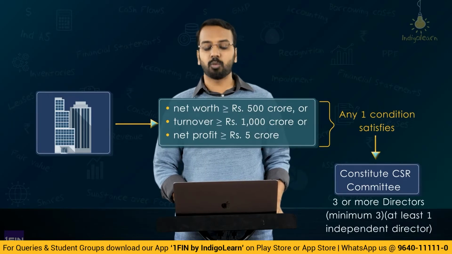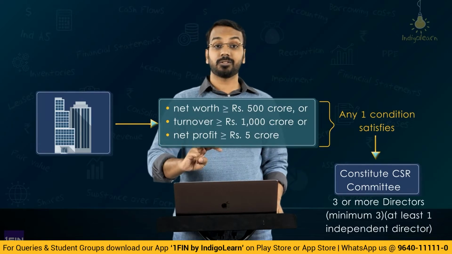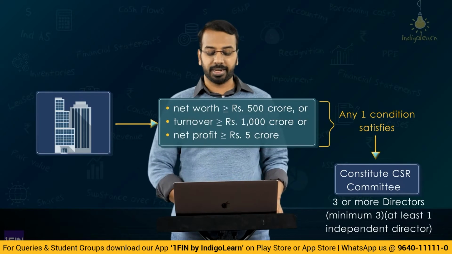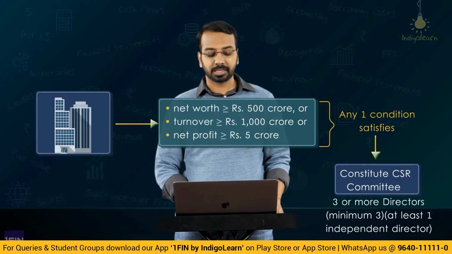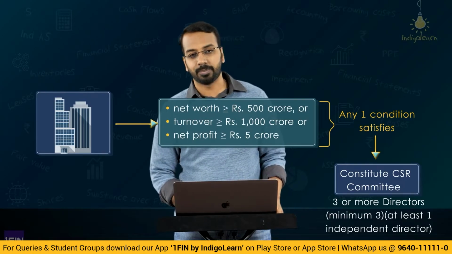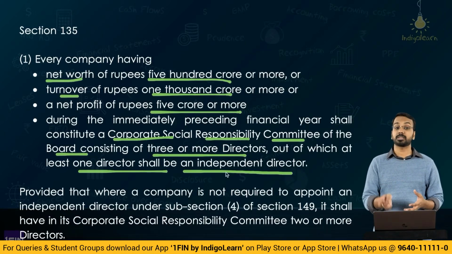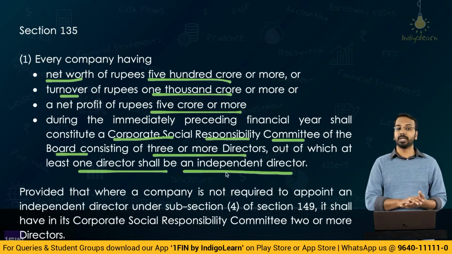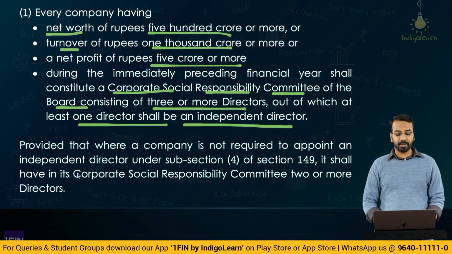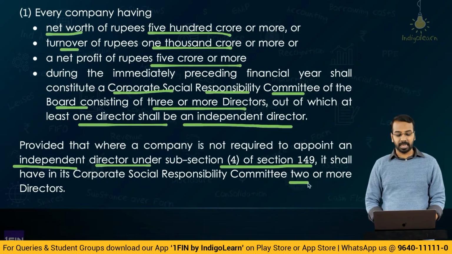Now, what is the composition of CSR committee? Should have 3 or more directors. So, at least 3 directors or more than 3 directors, out of which at least one director shall be an independent director, right? So, minimum 3 directors or more than 3 directors, out of which one director will be an independent director. Provided that where a company is not required to appoint an independent director under subsection 4 of section 149, it shall have in its CSR committee 2 or more directors.